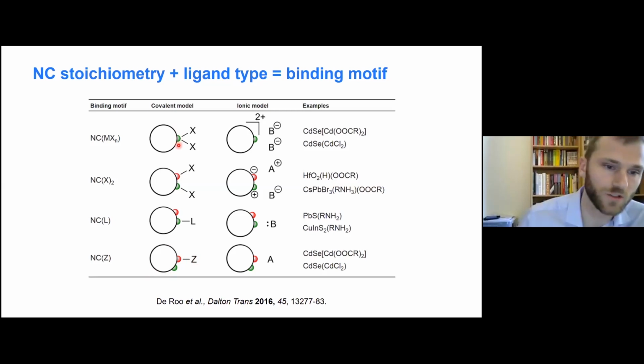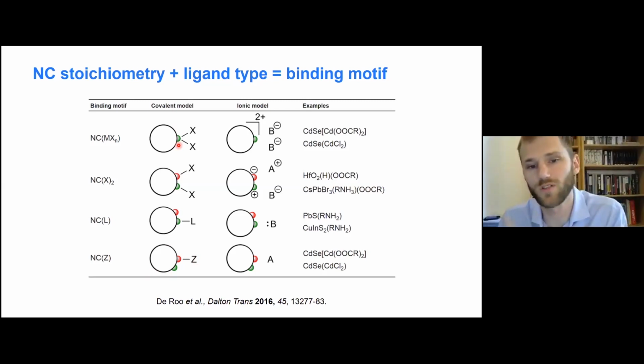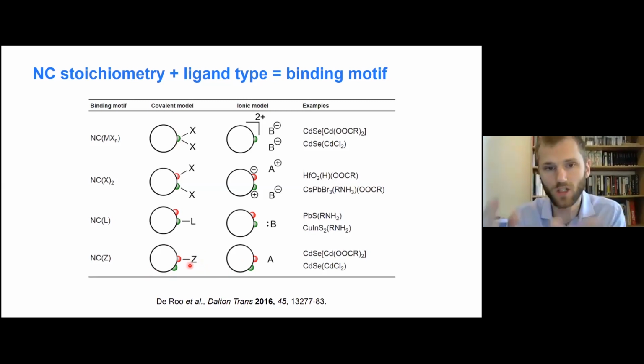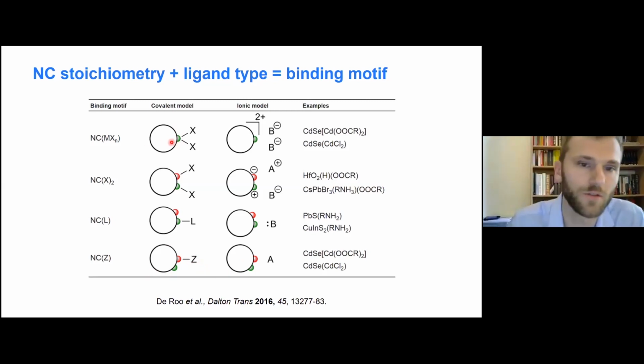Do you think it's part of the surface? Do you think it's part of the nanocrystal core? Or do you think it's part of the ligand? If you think it's part of the ligand, then you call this cadmium carboxylate a Z-type ligand. If you think it's part of the nanocrystal, then it's a cation-rich nanocrystal with X-type ligands. This is conceptually the easiest one, a neutral nanocrystal with a neutral L-type ligand, so a Lewis base.